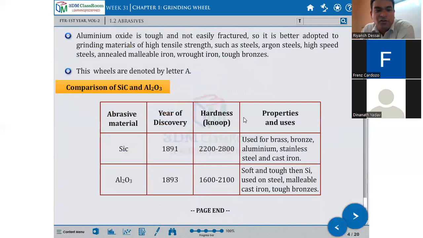Now the comparison of silicon carbide and aluminum oxide. Silicon carbide was discovered in 1891, with hardness of about 2,200 to 2,800, used for brass, bronze, aluminum, stainless steel, and cast iron. Aluminum oxide was discovered in 1893, with hardness of 1,600 to 2,100. It is softer and tougher than silicon carbide and is used on steel, malleable cast iron, and tough bronze.